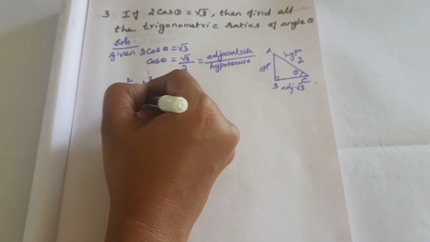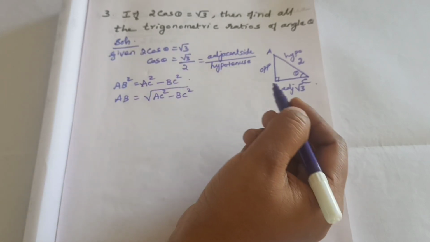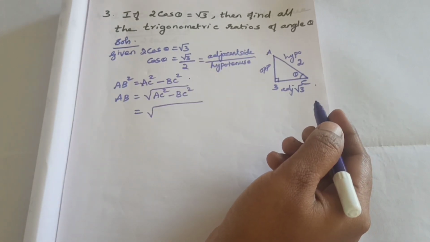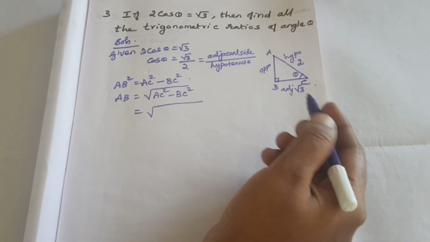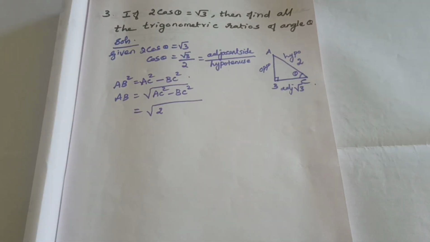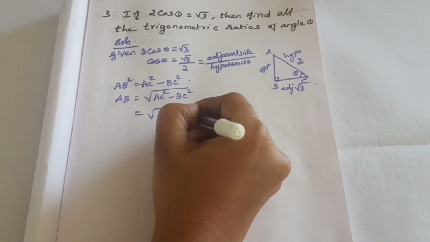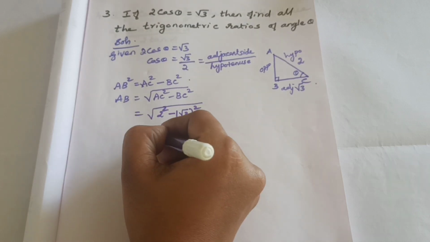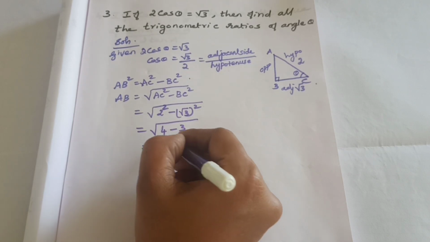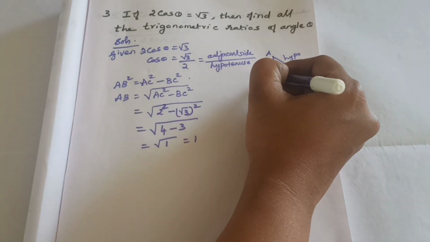Therefore AB is equal to square root of AC square minus BC square. Okay, correct? And equal to square root of AC, what's the value? AC square is 2 square, isn't it? 2 square, then minus BC is root 3 the whole square. Then equal to square root of 2 square means 4 minus 3. Then equal to square root of 4 minus 3 is 1. Then equal to what? 1. AB is 1. Okay, correct?